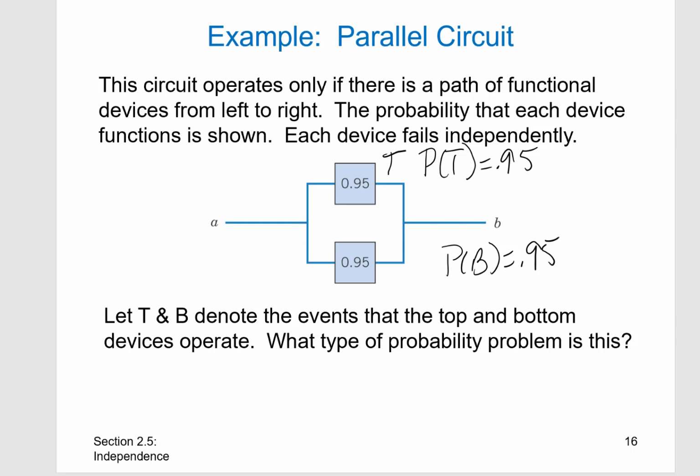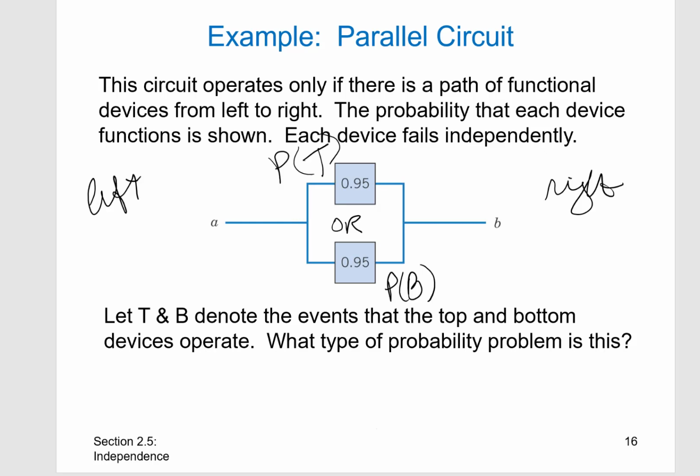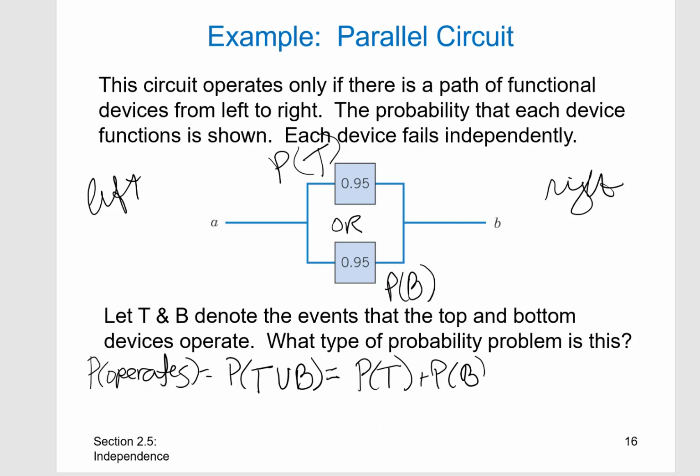So how would we work that? Well, we'd say the probability that the device operates is the probability of the top or the bottom working. And we know our calculation for that. It's the probability of the top plus the probability of the bottom minus the probability of the top and bottom, just using our formula for union. And that is one way we can find the probability that this circuit operates. But there's also another way to find the probability that this circuit operates. Can you think?